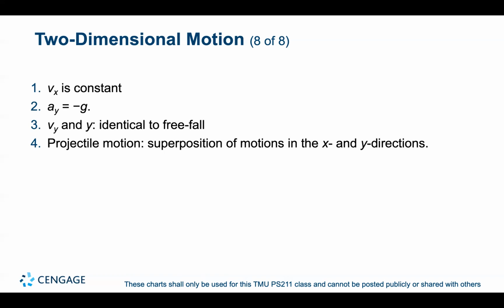Three, the vertical component of the velocity and the displacement in the y direction are identical to those of a free falling body. And then finally, projectile motion can be described as a superposition of two independent motions in the x and y directions.